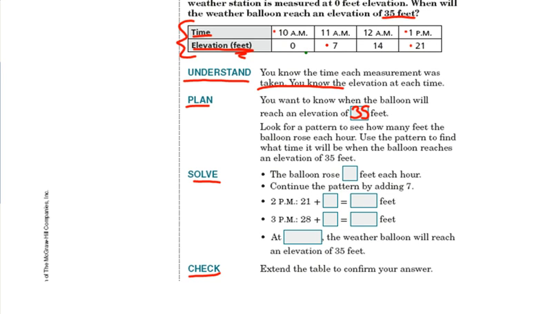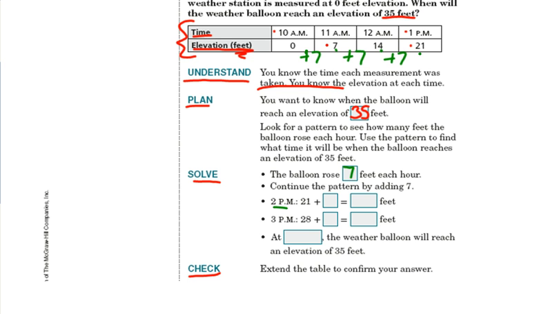the balloon, if you look here, 0 to 7, you know you add 7. 7 to 14, you add another 7. 14 to 21, you're adding another 7. So the balloon rose 7 feet each hour. Continue the pattern by adding 7.